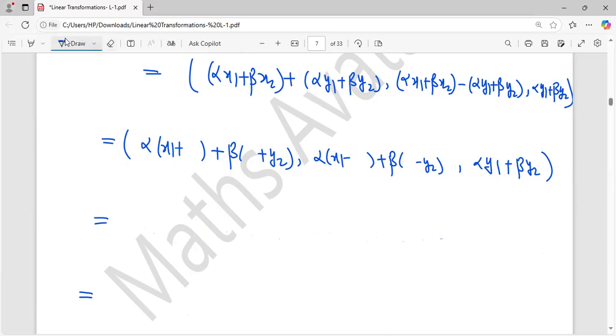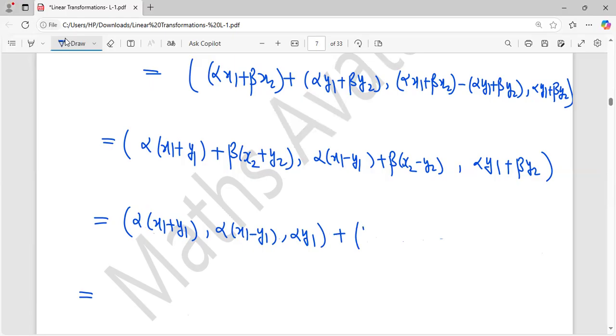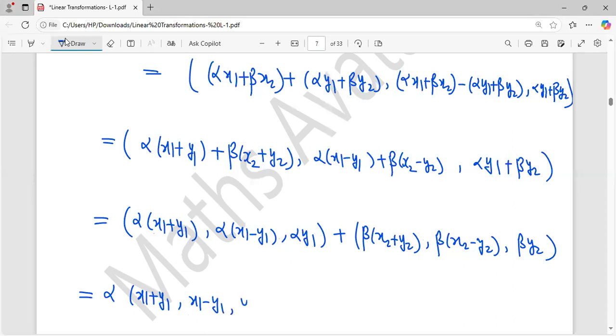So this is alpha (x1 + y1, x1 - y1, y1) plus beta (x2 + y2, x2 - y2, y2).